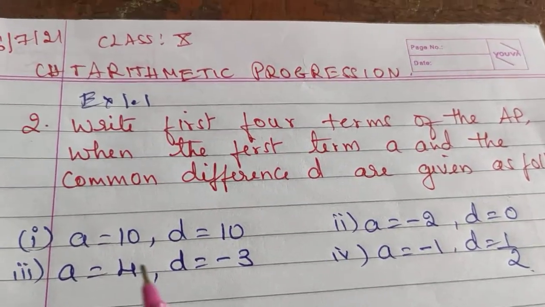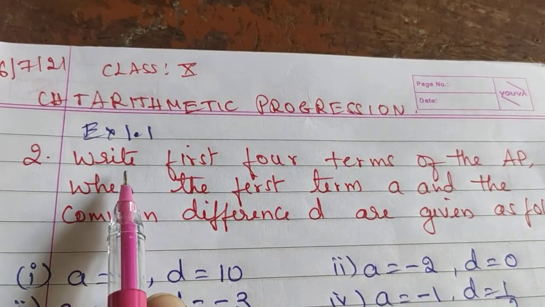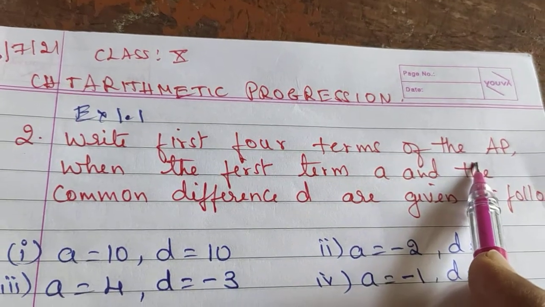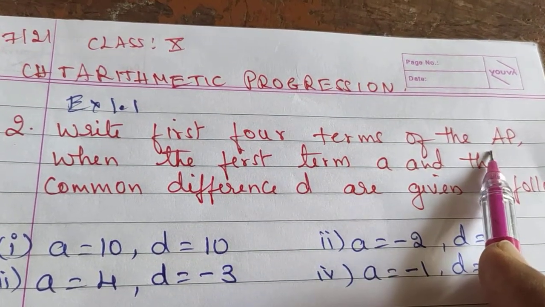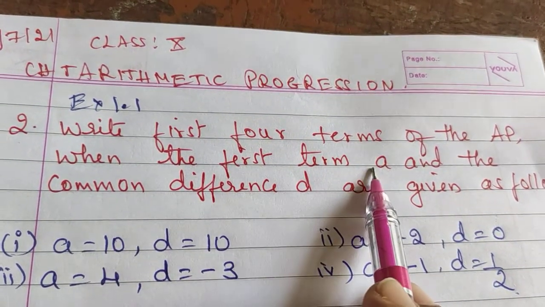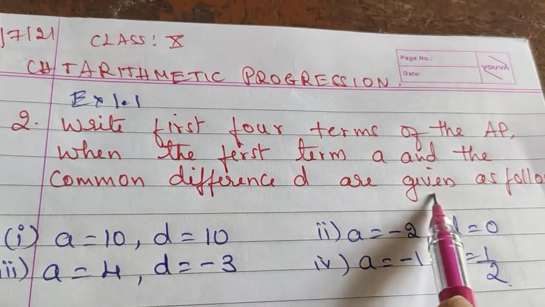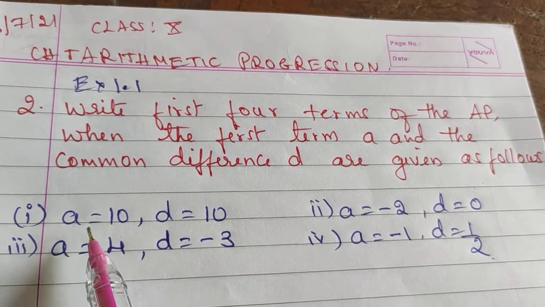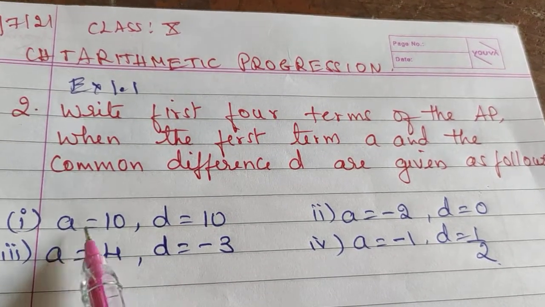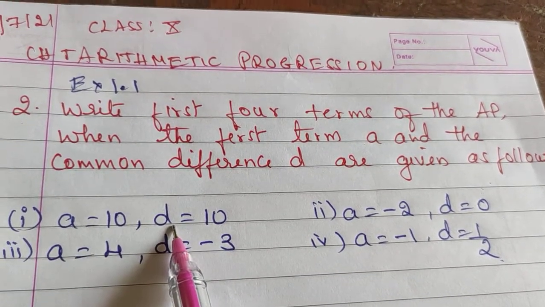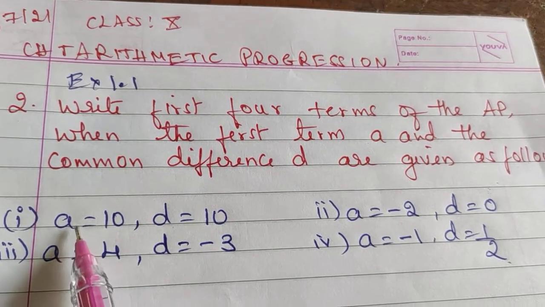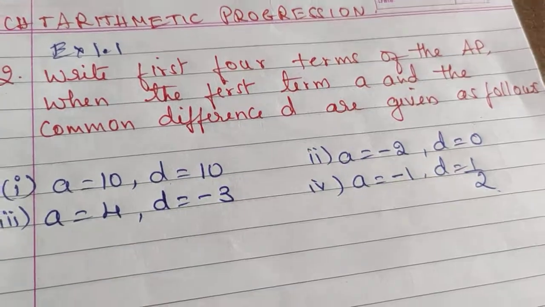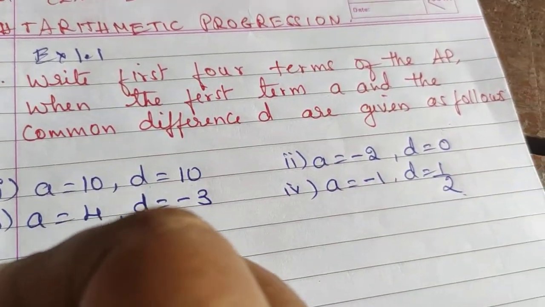Okay, so the second question reads as follows: write 4 terms of the AP. You need to write 4 terms of an AP when the first term A and the common difference D are given as follows. So what is given here, children? They have given us the first term A and the common difference between the terms. So with A and D, we need to find the first 4 terms of an AP. So let us start solving here.